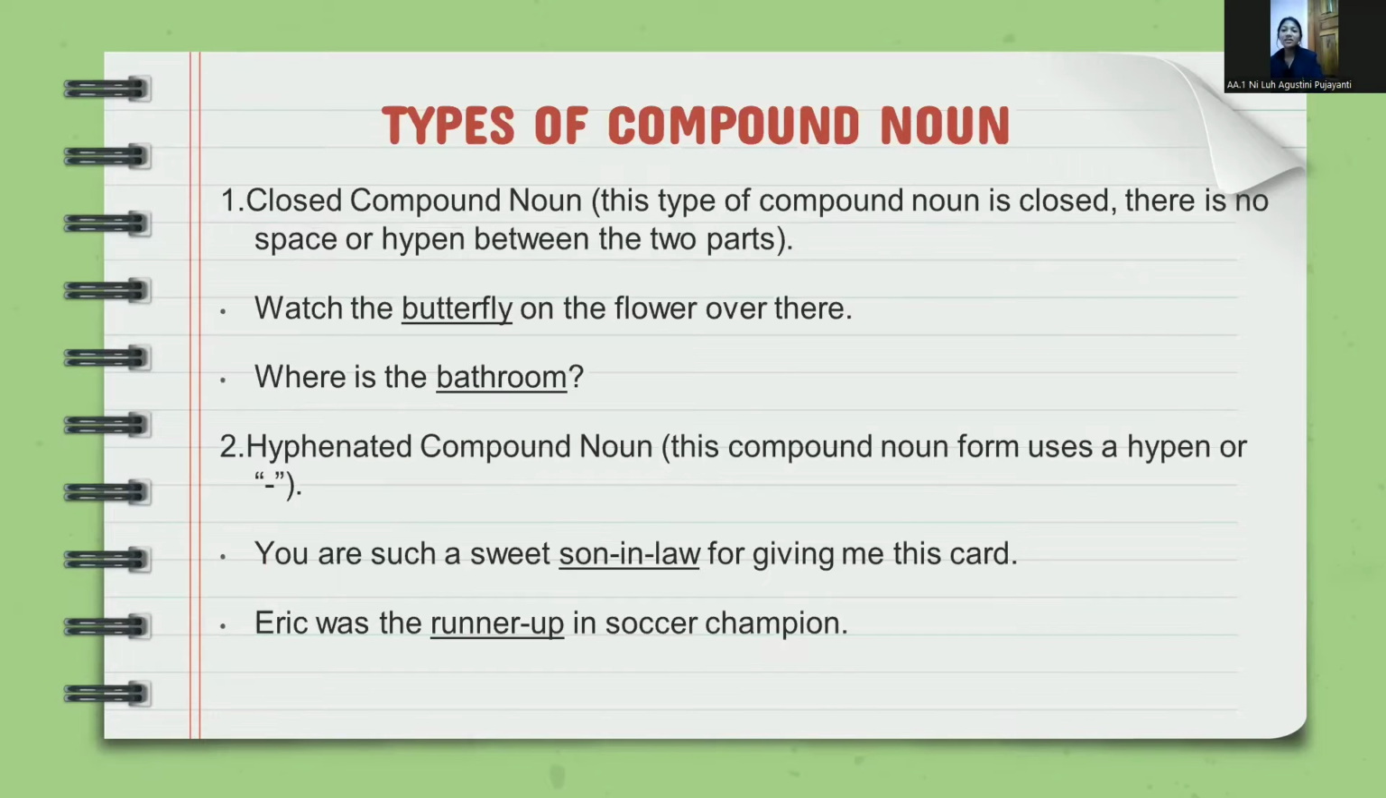Next, types of compound noun. There are three types of compound nouns. The first is closed compound noun. This type of compound noun is closed. There is no space or hyphen between the two parts. For example, what's the butterfly on the flower over there? And the second, where is the bathroom?